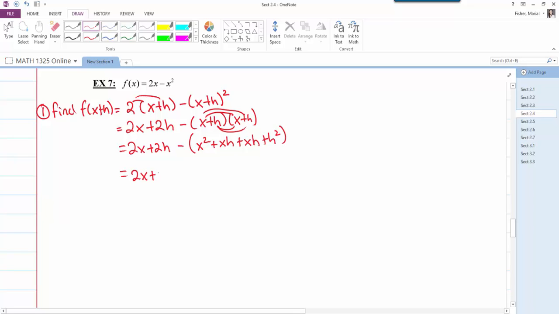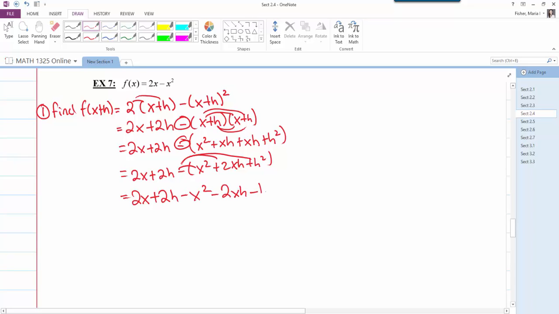Combine those like terms and distribute the negative here. Distribute the minus sign that we always had in front of it. Distribute the negative. And we end up with 2x plus 2h minus x squared minus 2xh minus h squared. Step 2, f of x plus h minus f of x. So we take what's written above, 2x plus 2h minus x squared minus 2xh minus h squared, and we subtract off the given function. The given function was my 2x minus x squared.